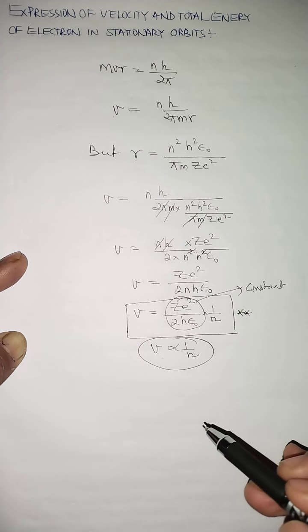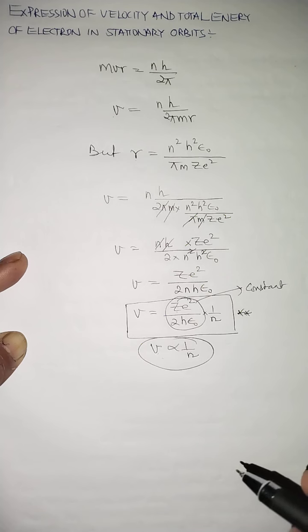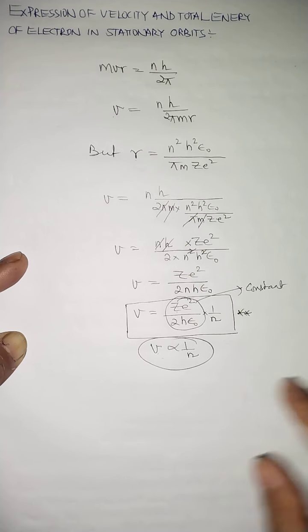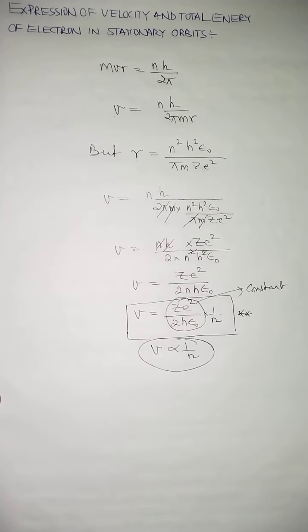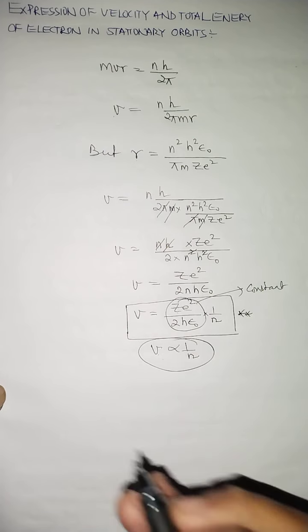But we can calculate the velocity of the electron in any orbit, for any atom. Now, once the velocity is acquired by the electron in any orbit, that electron also acquires kinetic energy. Now we come to the expression of the total energy. Total energy can be calculated in terms of kinetic energy and potential energy. So first we calculate kinetic energy.